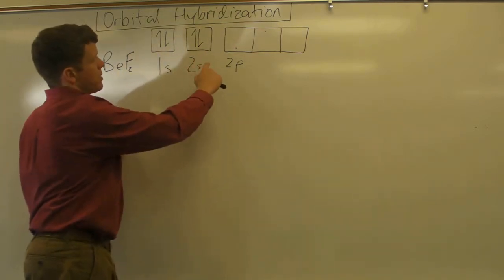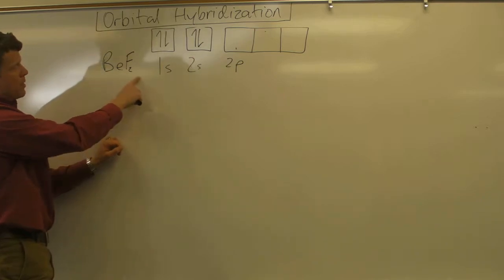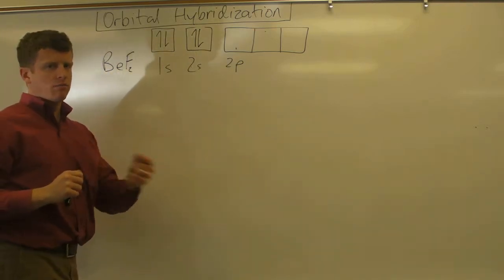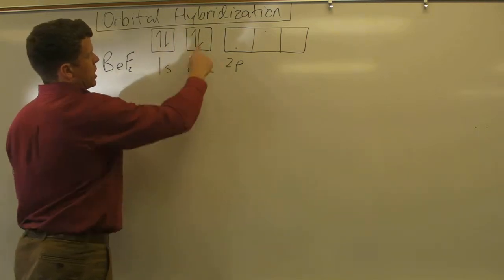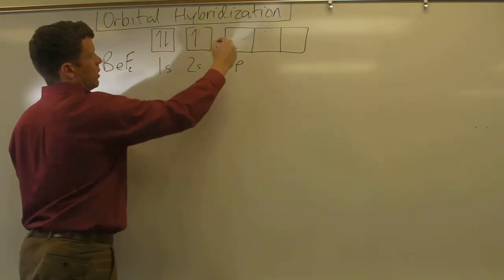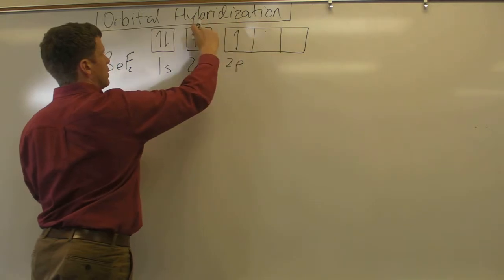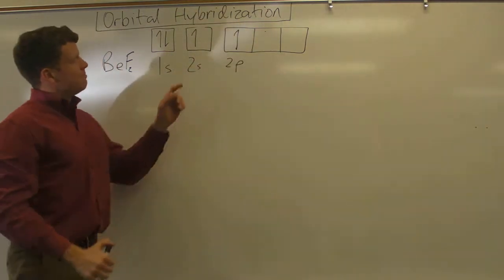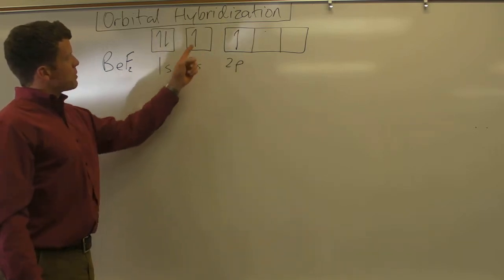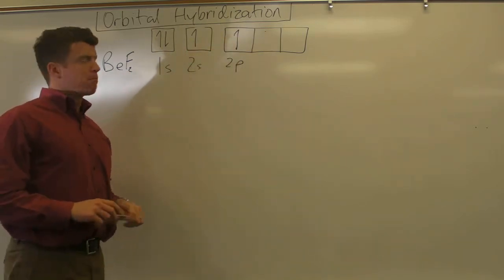So what actually happens when this is being formed, and this all happens in the blink of an eye, like a split second, the beryllium promotes an electron up to the 2p. To p or not to p? That is the question. Right, so it's promoted an electron to the 2p.